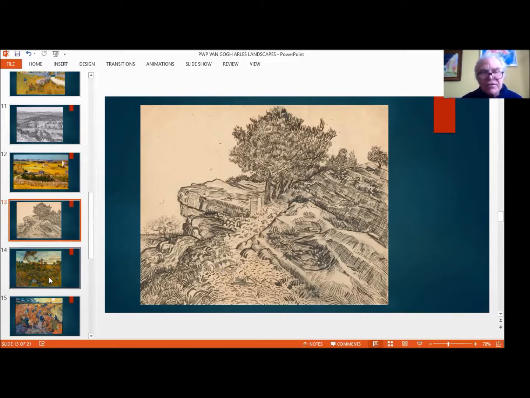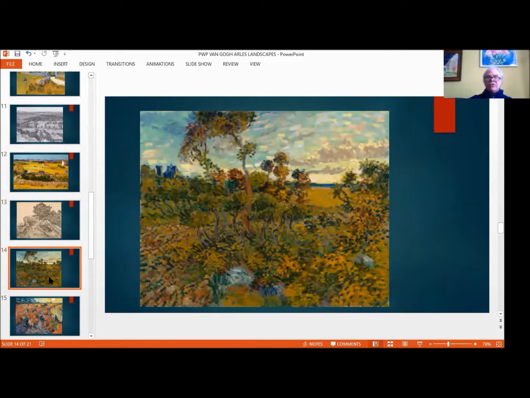Here's a painting that he made, also of Montmajour, the first genuine Van Gogh, the first genuine major Van Gogh to be discovered since 1928.